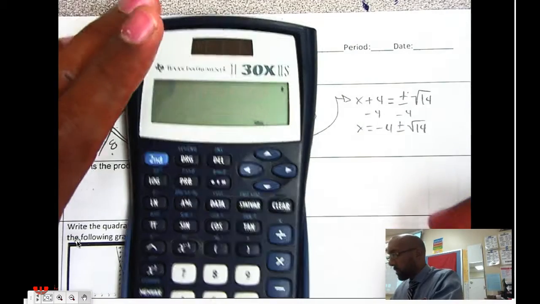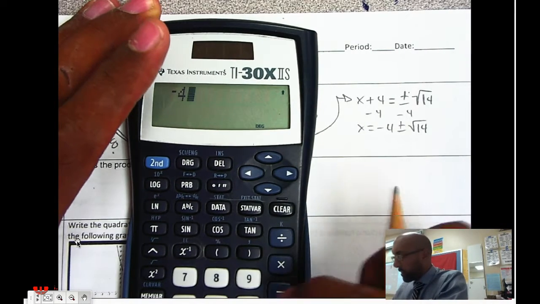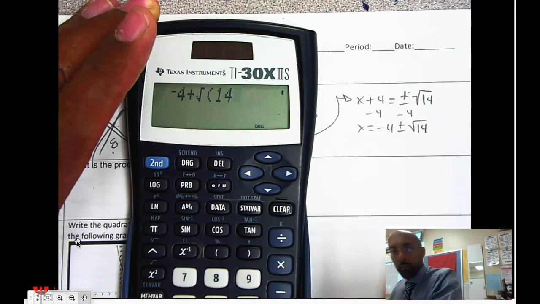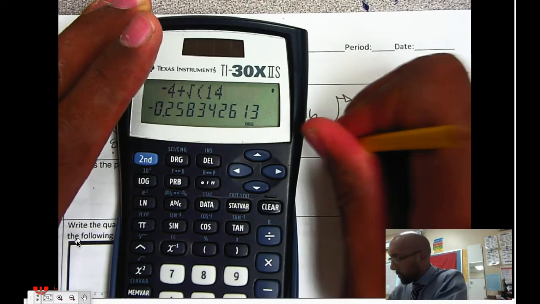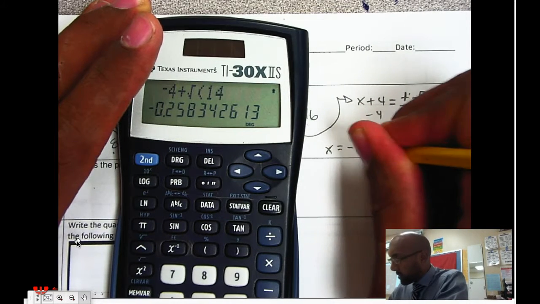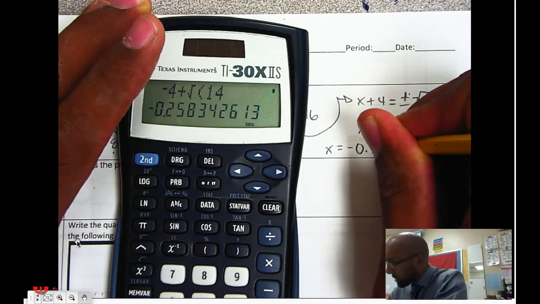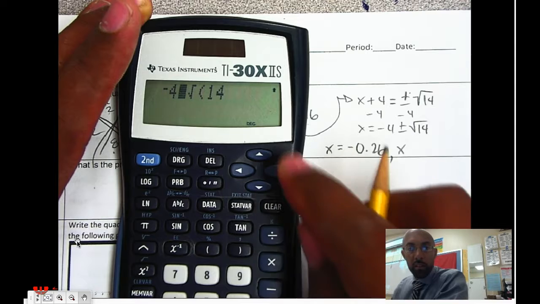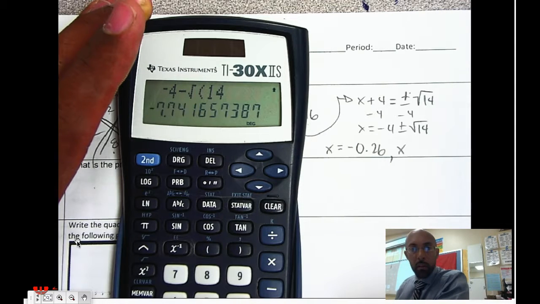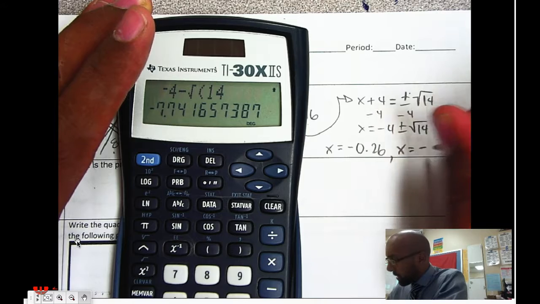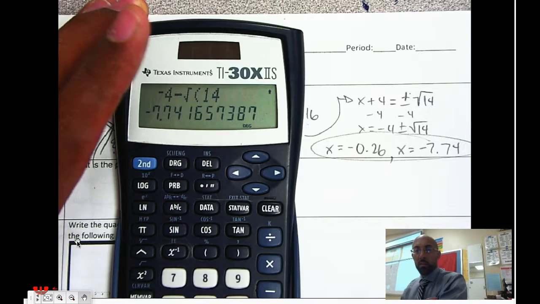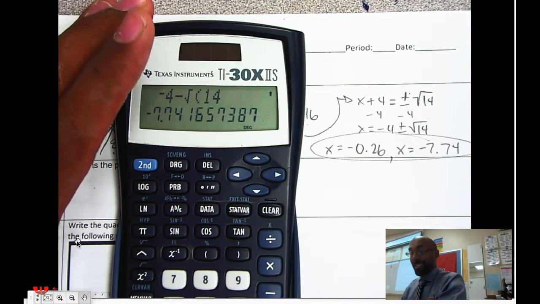Now, what I want you guys to do is I want this to be in decimal form to the nearest hundredth. So go ahead and get out your calculator. We'll do negative 4 plus the square root of 14. Okay, so we're going to do first x is equal to negative 0.26, round that up. Okay, and then let's go back up, change that to minus this time. All right, so now then we'll get negative 7.74.